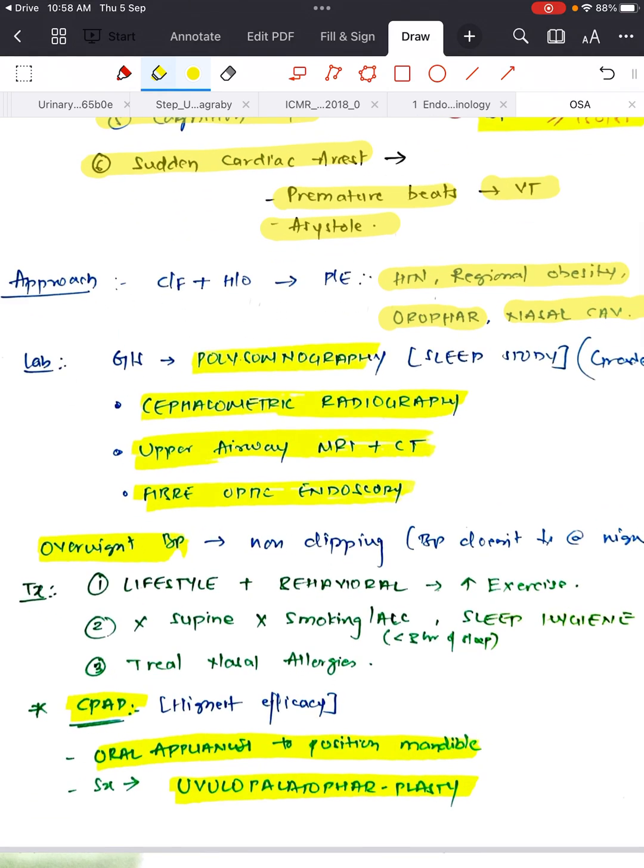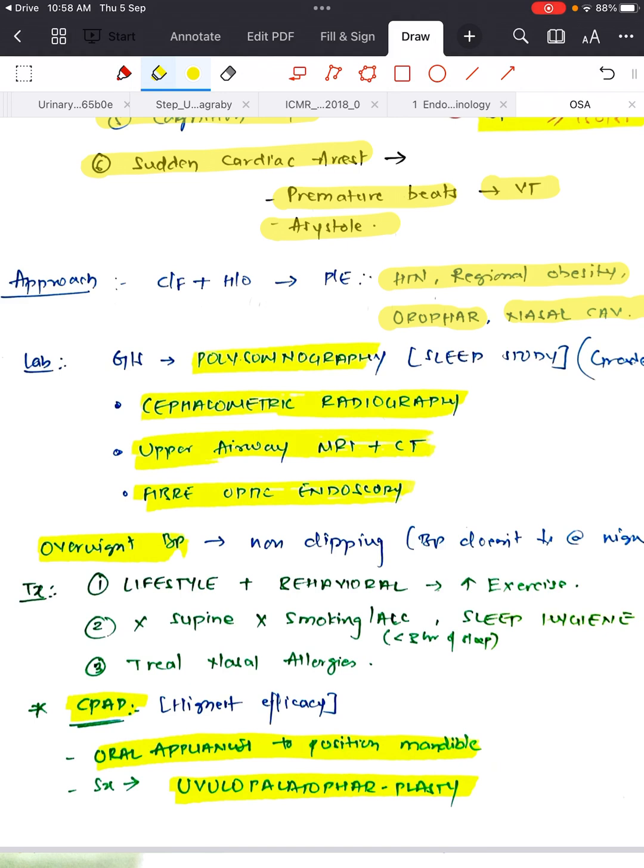Coming to the treatment, the main treatment is lifestyle plus behavioral changes: increase physical activity, stop smoking, stop alcohol. At least if the patient is a chronic alcohol drinker, you have to tell them not to drink alcohol within 3 hours of sleep. Sleep hygiene, you have to schedule the sleep and maintain it correctly.